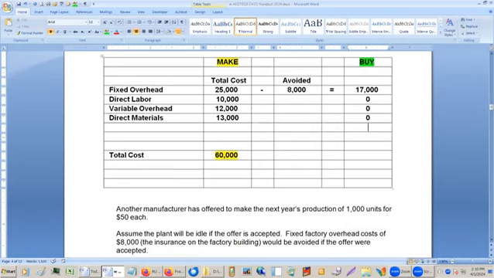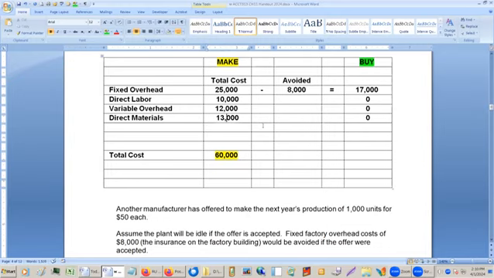Okay, so we could avoid these variable costs. If we're not going to make anything, our direct labor is zero. If we're not making anything, we don't need it. The variable part of the overhead, for instance the electricity to run the machines, we don't need that. And the direct materials, if we're not making anything, there's no reason to have direct materials.